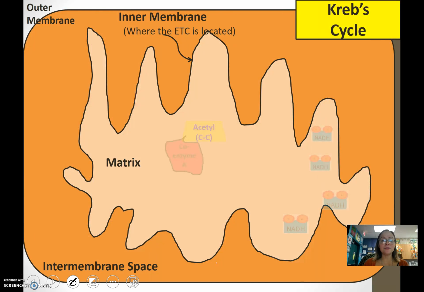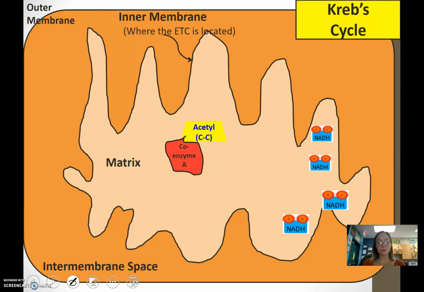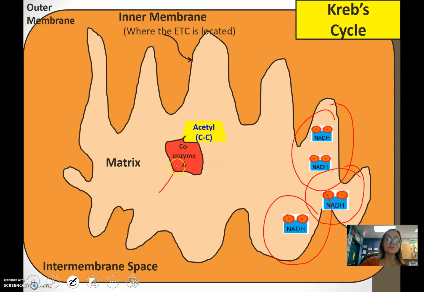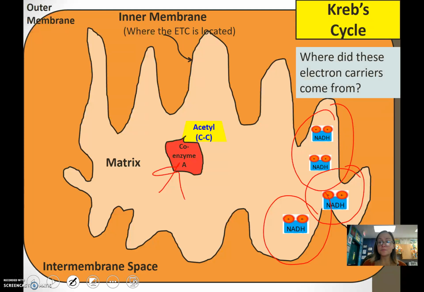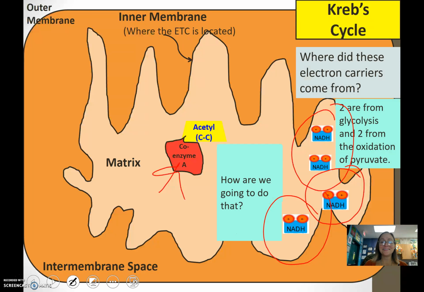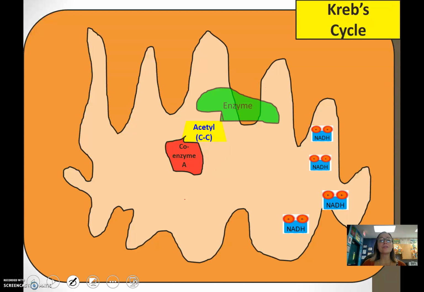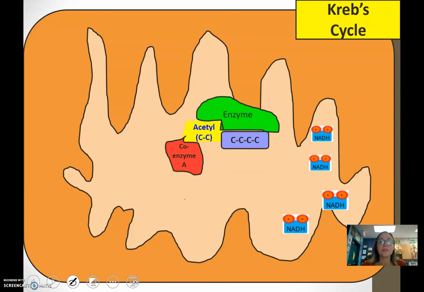When we look at the Krebs cycle, here we have the products of what we've seen so far. 2 of these NADHs were made from glycolysis, and then this was from the oxidation of one pyruvate, and this from the oxidation of another pyruvate. Here we have this coenzyme A that is like a helper protein to help acetyl enter into the Krebs cycle and start the process of completely oxidizing our food. The first step, we're going to take this 2-carbon acetyl and attach it to a 4-carbon molecule. This 4-carbon molecule is called oxaloacetate.